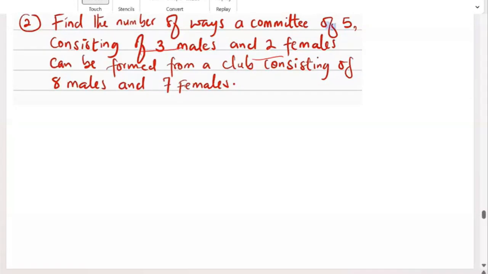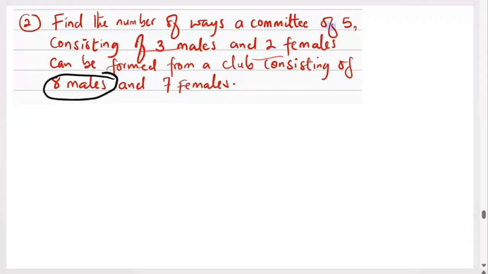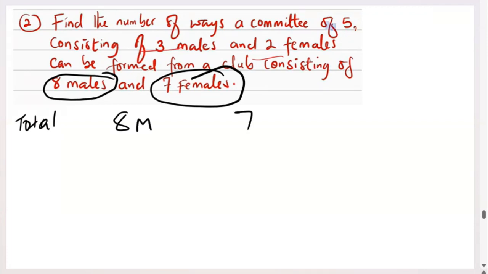Okay, what is the total? You've got 8 males and 7 females. This is your total, because you are selecting a committee of 5 from this total. So the males are your n, and you are selecting 3 males. Then the females are your n, and you are selecting 2 females.